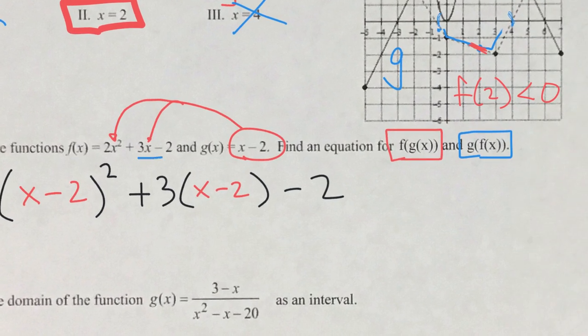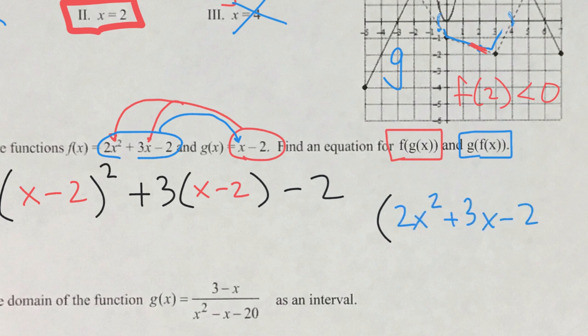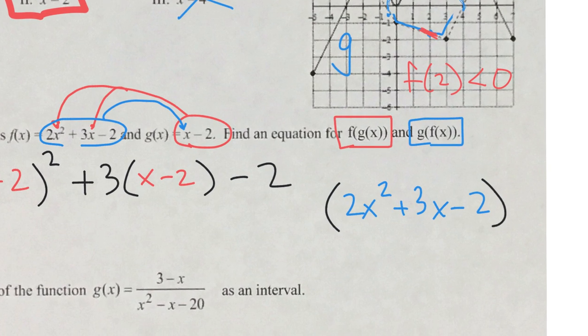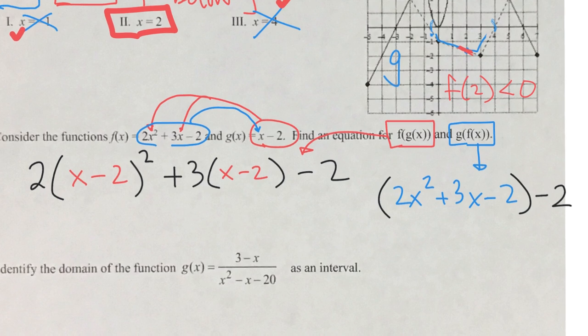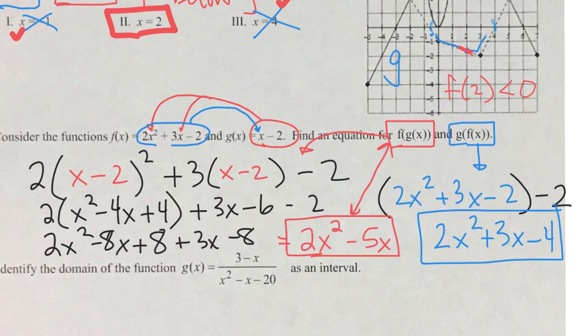The other one says take the f function and put it in for g. Okay, so this is what our other one says. It says take 2x squared plus 3x minus 2 and subtract 2 from it. Okay, so this is our g of f, and this is our f of g. So we'll pause the video, do all that math, and come back and check the answer. Okay, so there is your f of g of x, that composition in red, and then we have g of f of x, that composition is in blue.